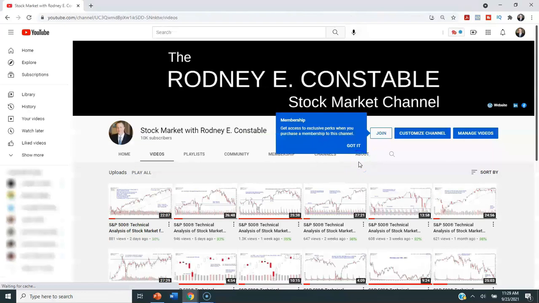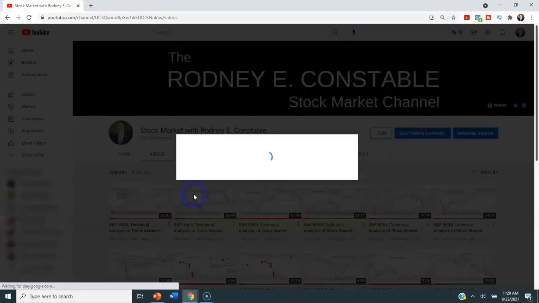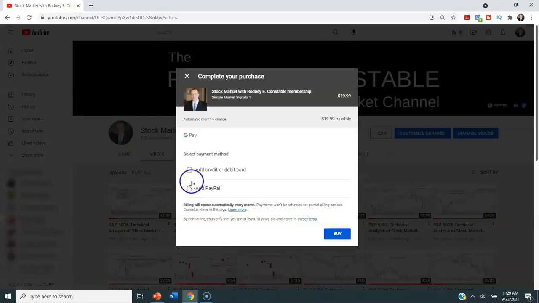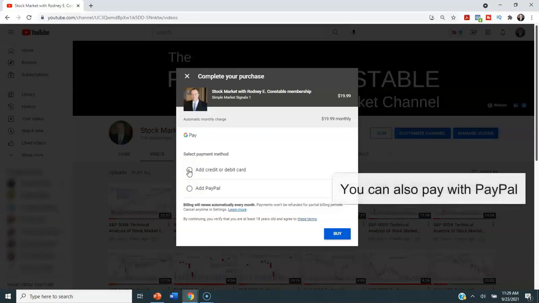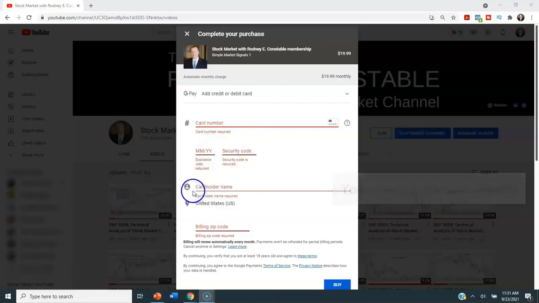Once you're signed in, you'll see this box pop up: Get access to exclusive perks when you become a member. You click on the join button and you will see what you're going to get with your membership. Then you click on the join button and add your credit card information. You can pay with either a credit or debit card. Enter your card number, the month and year of expiration, security code, cardholder name, and your billing zip code. I'm going to fill all of this information in, and I will be right back.